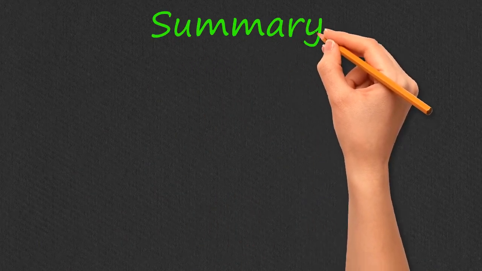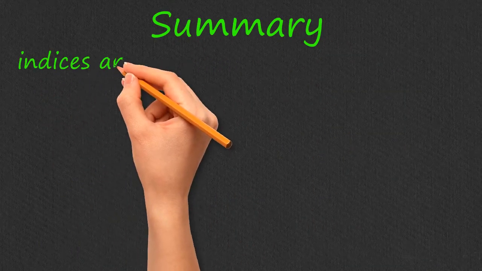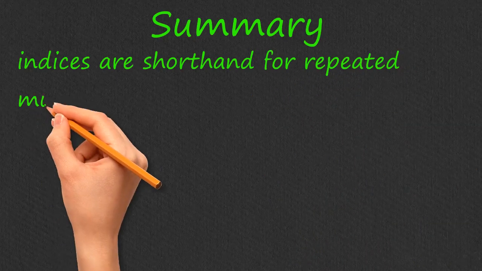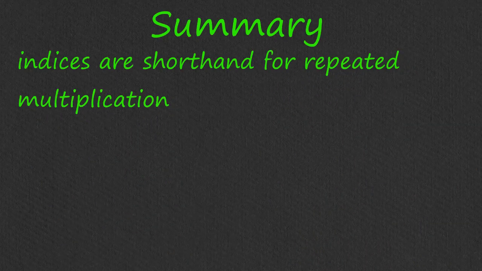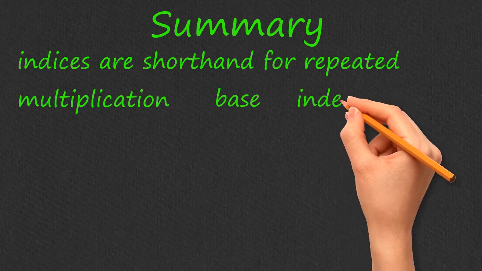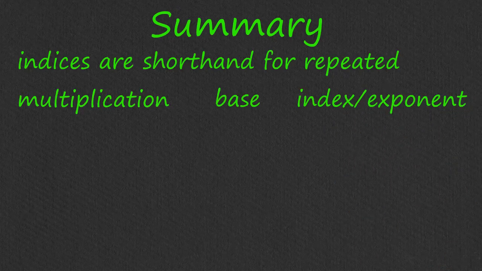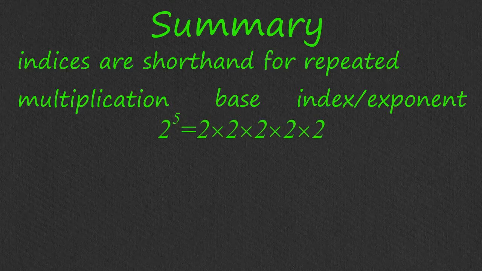Now let us summarize what we covered in this video. We have discussed that indices are a mathematical shorthand for multiplying the same number by itself repeatedly. We have also established that the number that gets multiplied is called the base, and the index or exponent represents how many times we will multiply. For example, 2 to the 5 means that we multiply the base 2 five times, where 5 is the index or exponent. Next, we looked at what the 0, 1 and negative indices or exponents mean.